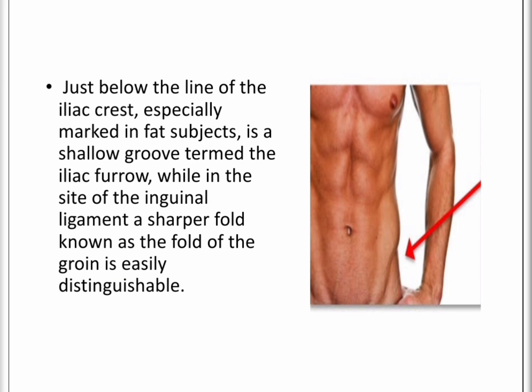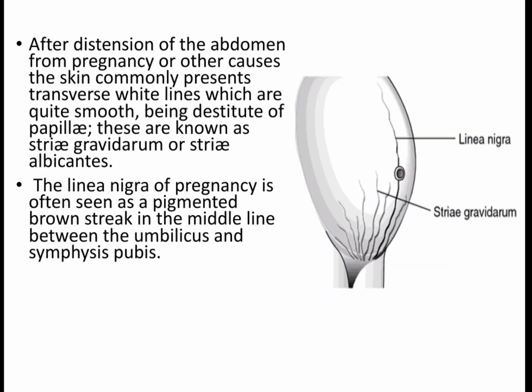After distension of the abdomen from pregnancy or other causes, the skin commonly presents transverse white lines which are quite smooth. Being destitute of papillæ, these are known as the striæ gravidarum or striæ albicantes. The linea nigra of pregnancy is often seen as a pigmented brown streak in the midline between the umbilicus and the pubic symphysis.